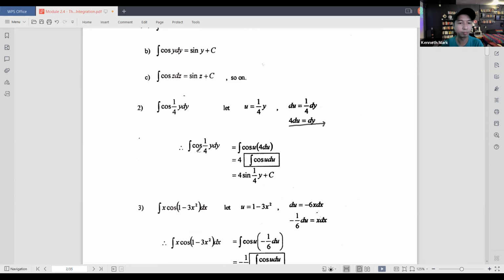So therefore, the integral of cosine 1/4 y dy is equivalent to the integral of cosine u. Okay, so cosine u tayo. And then, ito pinalit lang natin. Ginawa nating u ito. And then yung dy natin, palit natin ng u. So that is 4 du. So you have your cosine u. Ang u mo is dito. Pinalitan natin yung 1/4 y. And then yung dy, pinalitan din natin ng 4 du.